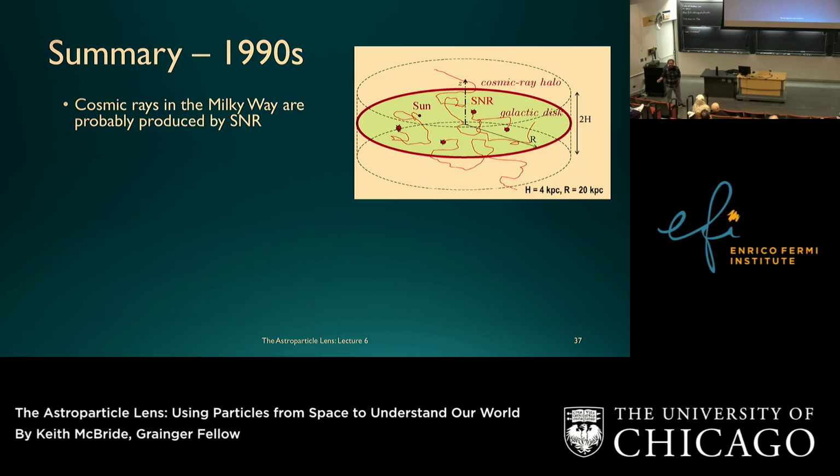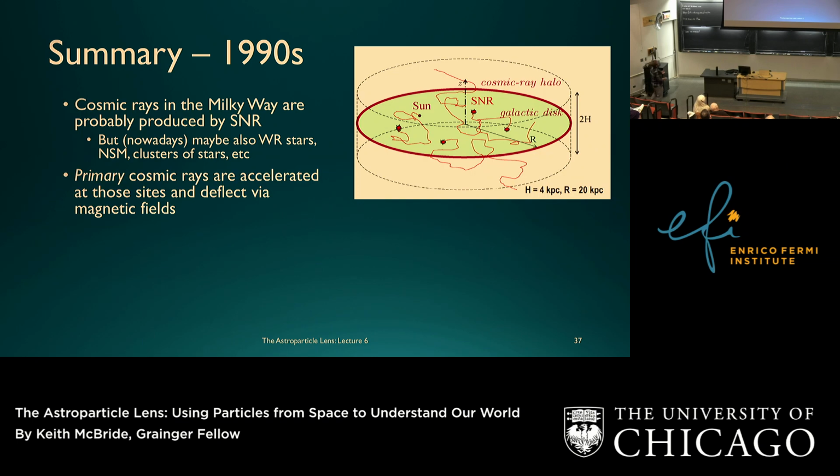So going into the 90s, the picture that we had was that a bunch of cosmic ray acceleration occurs across the Milky Way, and so supernova remnant sites across the Milky Way, in this little diagram, show you producing a lot of cosmic rays. They can't point back to their sources. There's magnetic fields. They sort of just diffuse or random walk around the Milky Way, and they undergo interactions. And nowadays we think maybe there's Wolf-Rayet stars, there's neutron star mergers, there's clusters of stars instead of just supernova remnants, but it's an active area of research.